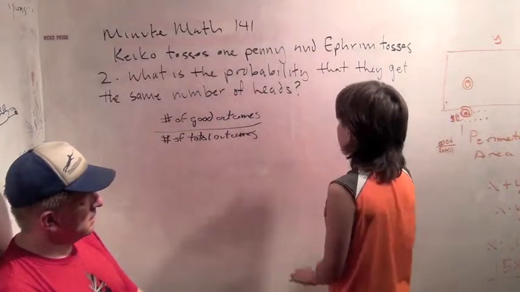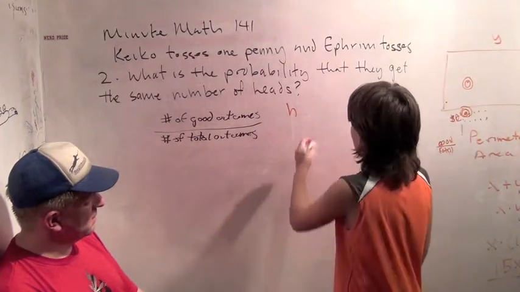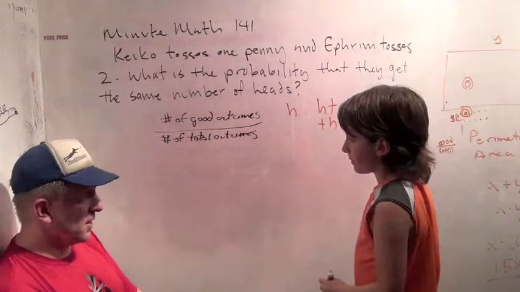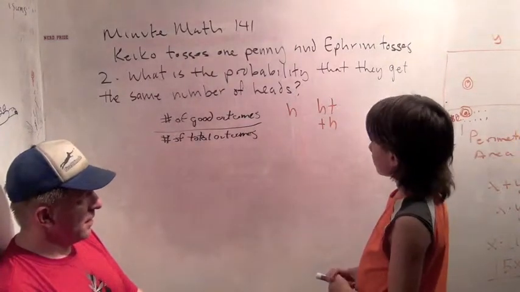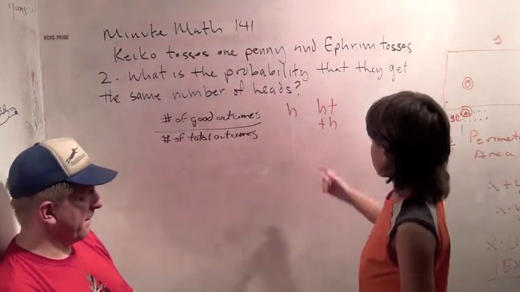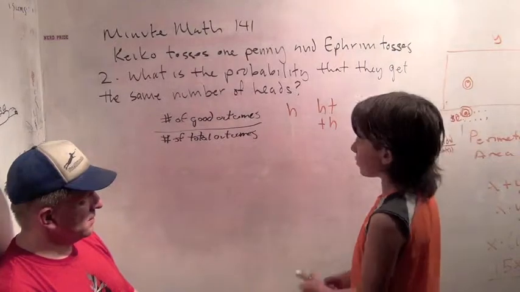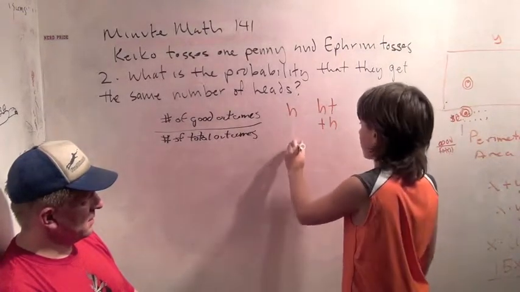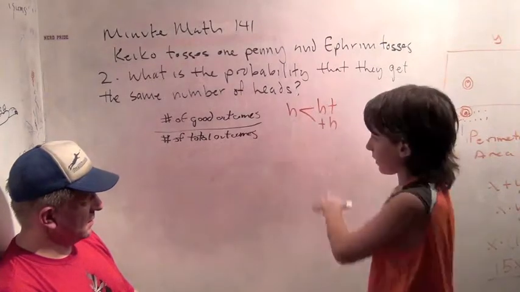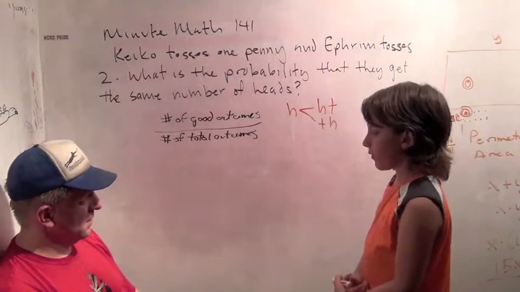It's when Kaiko gets a head, and is head-tail the same as tail-head? What do you think? He's tossing 2 pennies. Are those the same outcome? Head, tail, and tail, head? No. Why not? Because it's different pennies. So actually, there's two. We could have Kaiko gets a head and these 2 outcomes, so we get the same number of heads. So it's going to be 2 over the number of total outcomes.